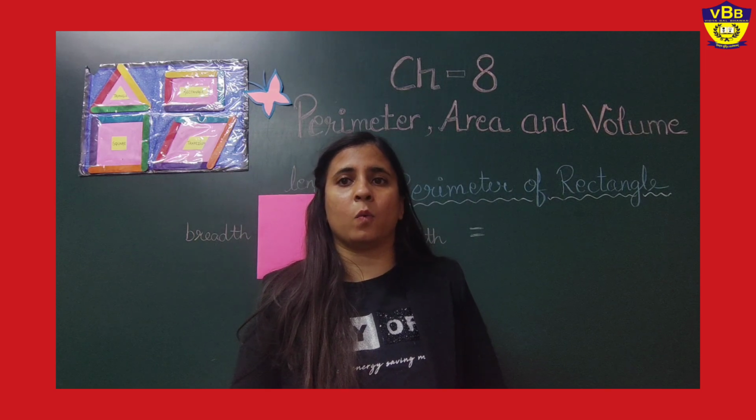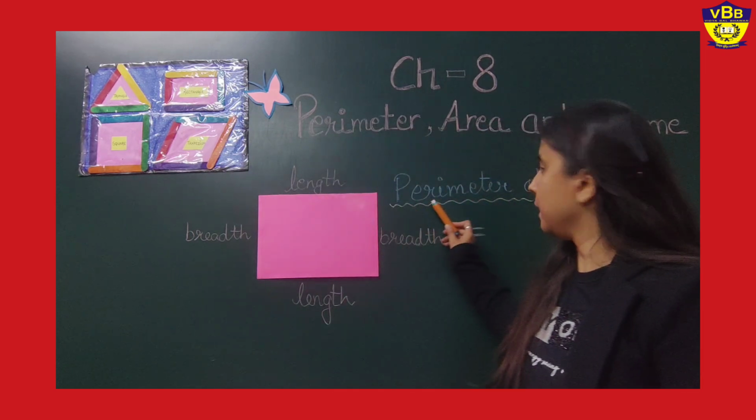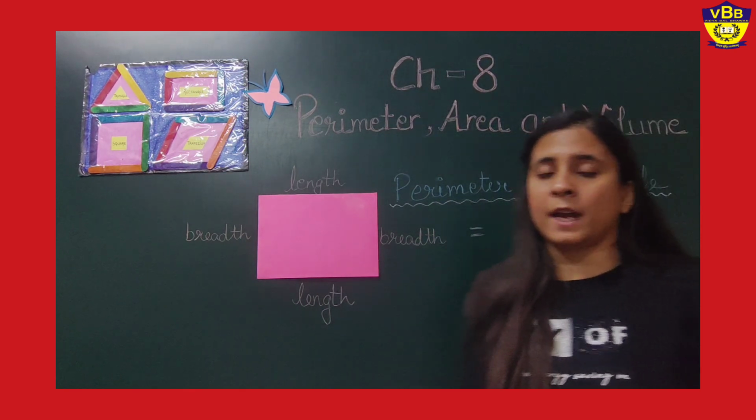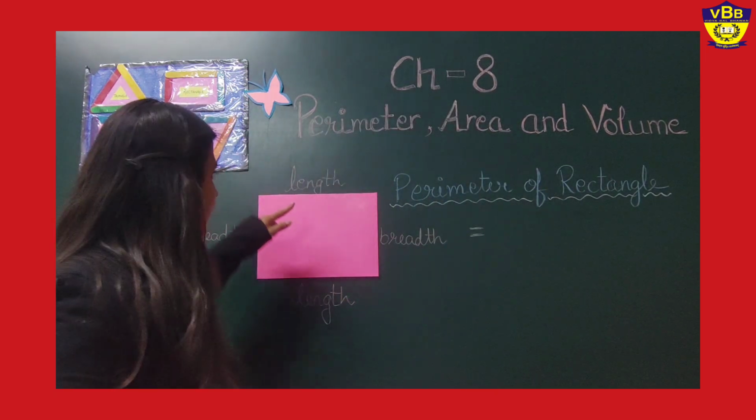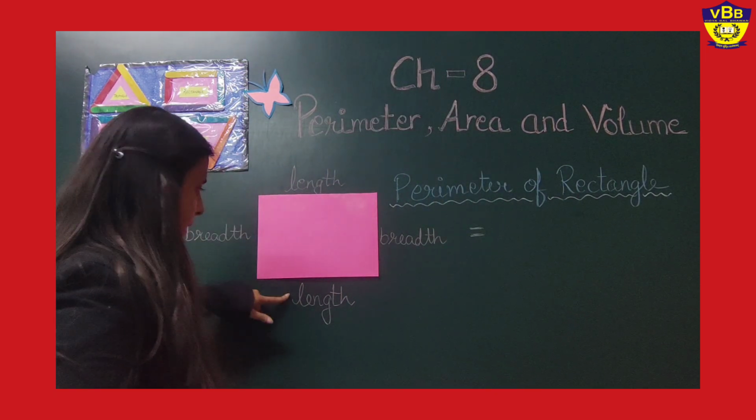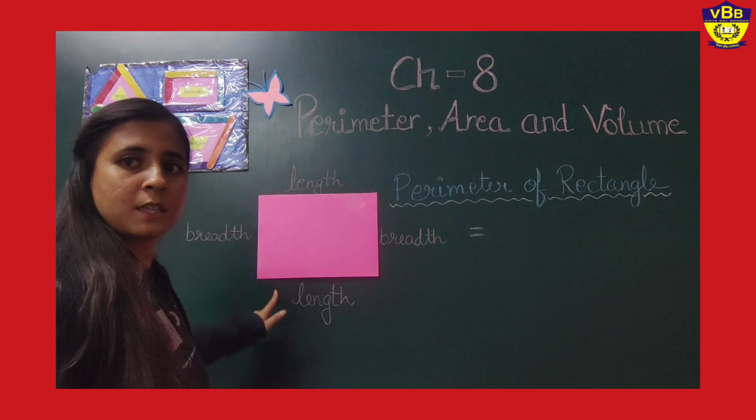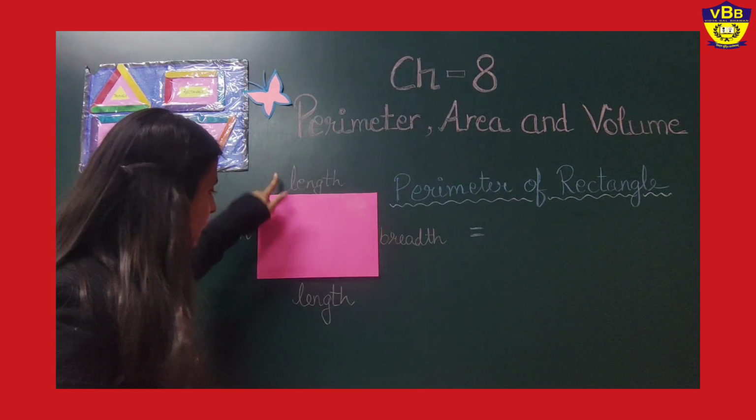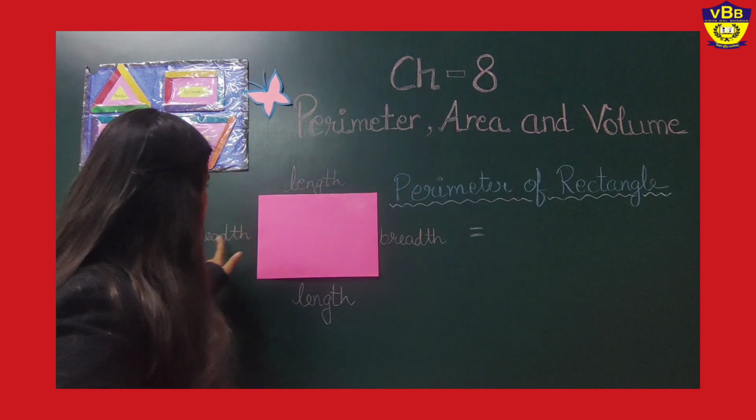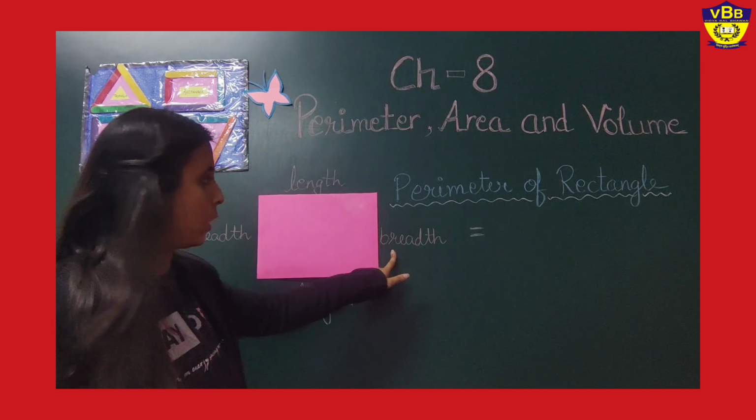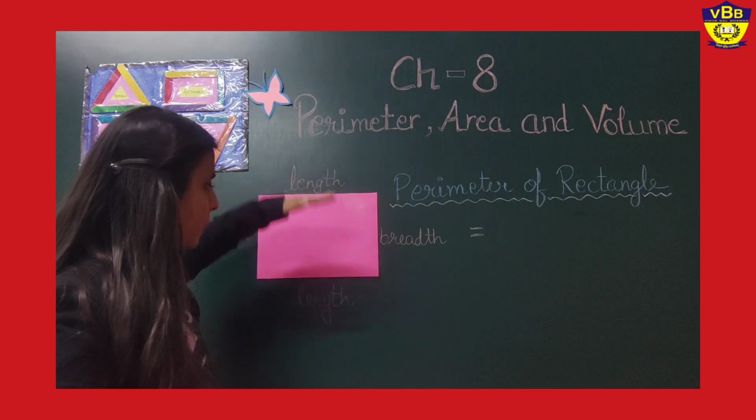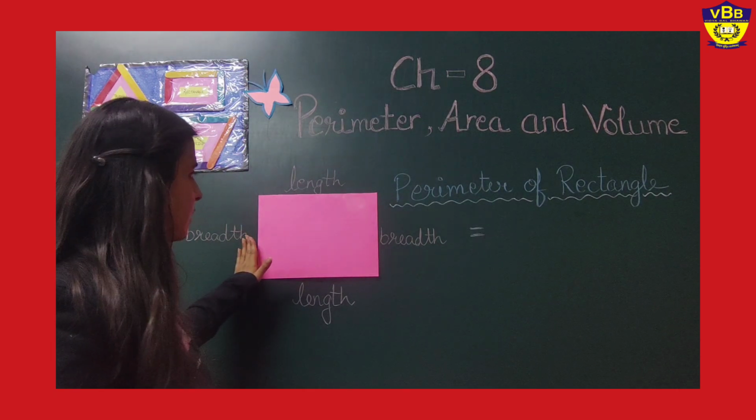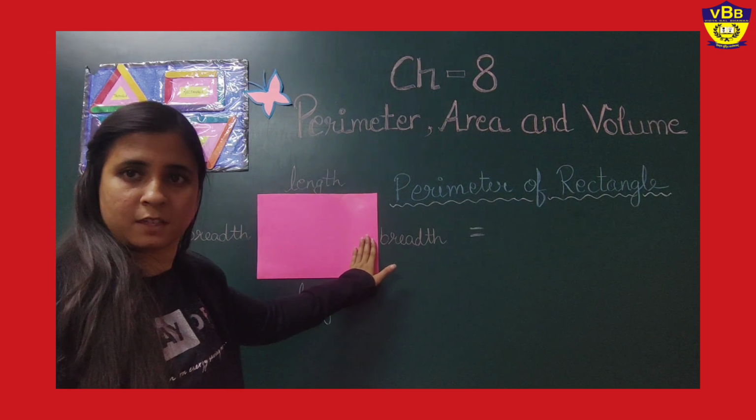Now we are going to learn how we can find the perimeter of a rectangle. To find the perimeter of a rectangle, we see that this is its length, this is its length. In a rectangle, opposite sides are equal. This is breadth, this is breadth. So the lengths have the same length, and the breadths have the same length. If this is 10 centimeter, it means the second length will also be 10 centimeter. If this is 5 centimeter, this will also be 5 centimeter.